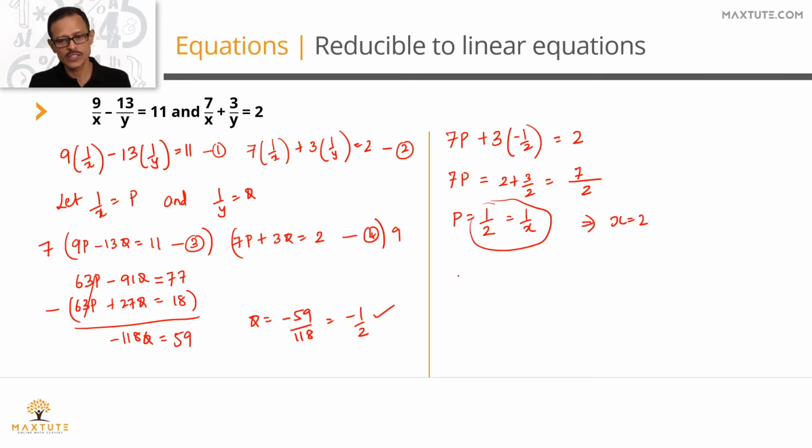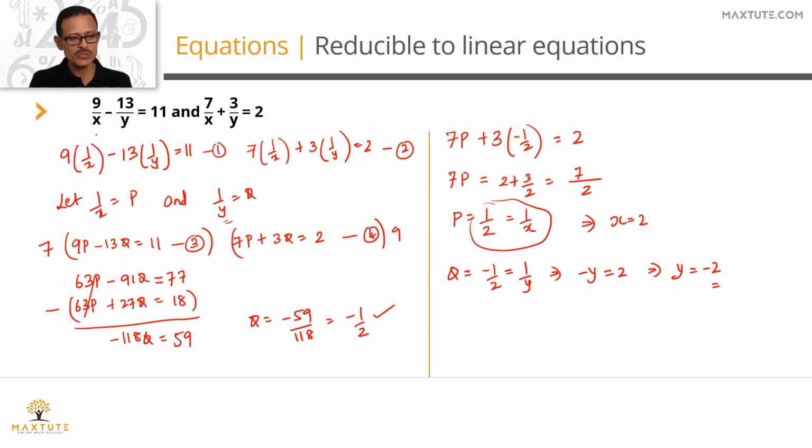Let's run through the same exercise with q. We have found the value of q to be equal to minus 1 by 2. We know q is equal to 1 by y. So minus 1 by 2 is equal to 1 by y. Cross multiply, you will get minus y is equal to 2, or the value of y is equal to minus 2. So find the value of x, which is 2. Find the value of y, which is equal to minus 2.